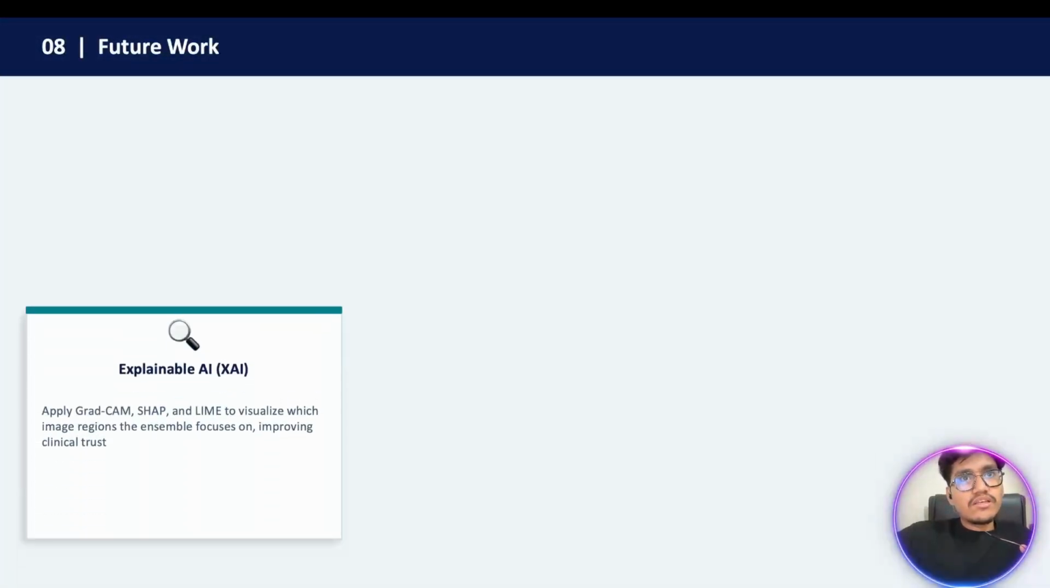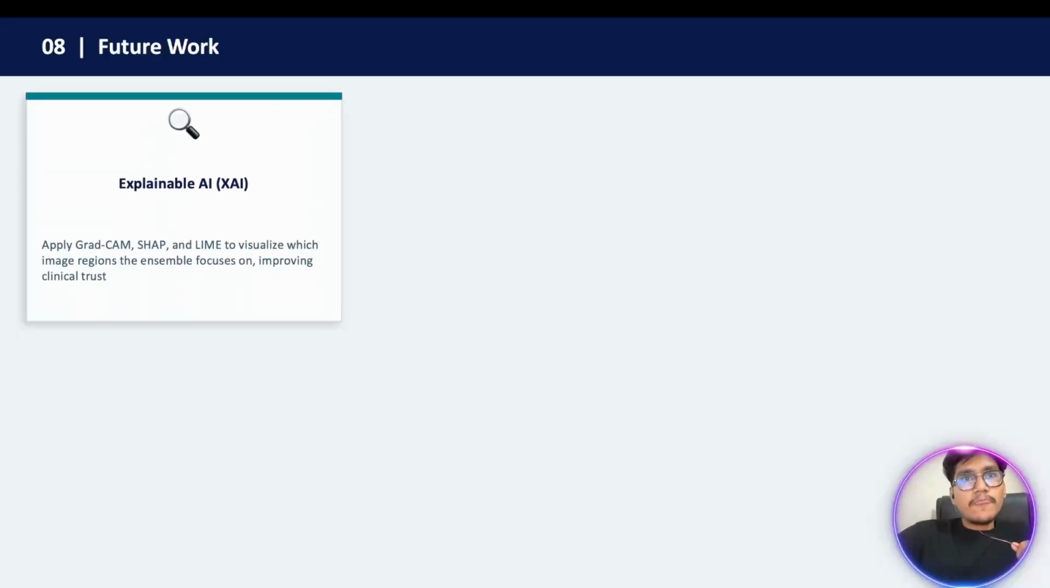And let's talk about what the authors say about the future work. Right now, when the ensemble classifies an image, as we know, it is correct 99% of the time, but we do not know why it made the specific decision. Techniques like Grad-CAM, SHAP, and LIME can generate visual explanations, highlighting which regions of the eye image the model paid most attention to. This is critical for clinical adoption because doctors need to understand and trust AI decisions before acting on them.